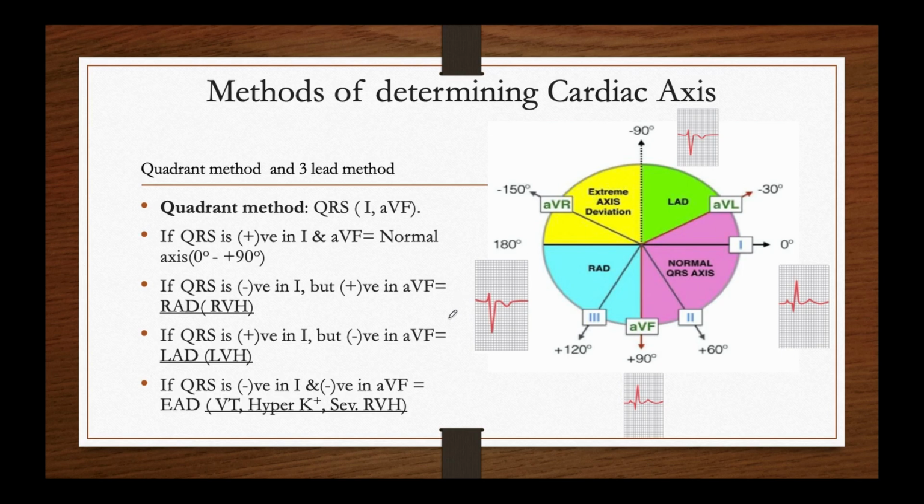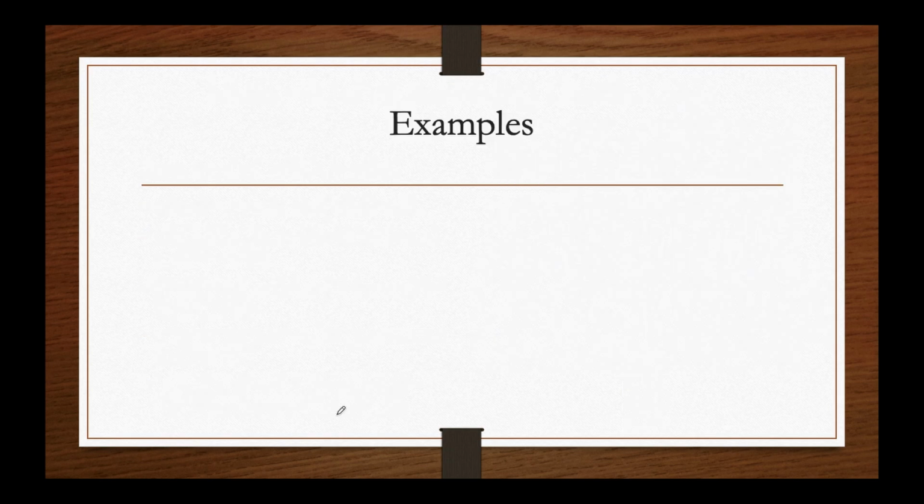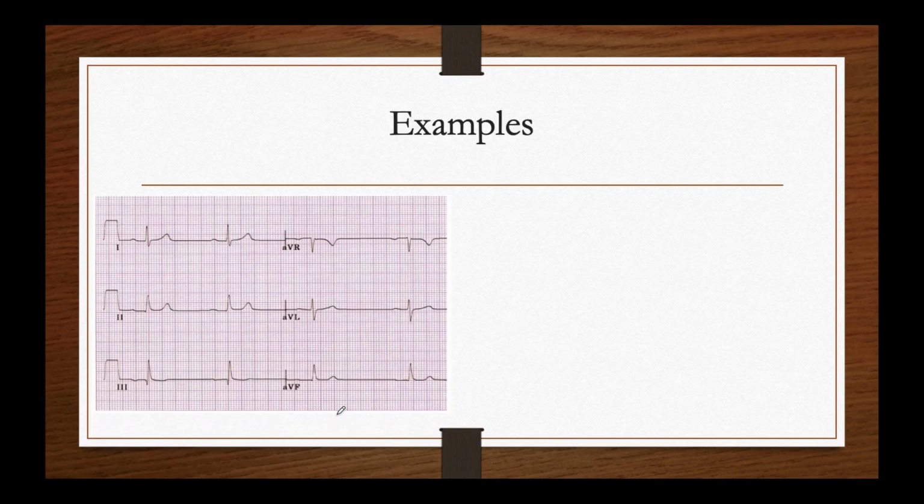And usually, as I explained before, we may find this in patients with ventricular tachycardia, hyperkalemia, and also in severe right ventricular hypertrophy. Now, I'm going to give you clinical examples to make this whole thing make sense to you. In this first example, I want you to focus your attention only on standard lead 1 and AVF, since we are dealing with these two leads.